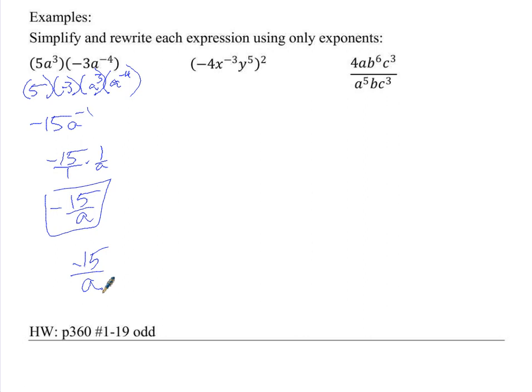As you get more experience with these problems, you'll be able to go from here to here instantly. It's just a matter of remembering all your properties of exponents. If you don't remember the properties, then you're going to have to take a little bit longer to get there.